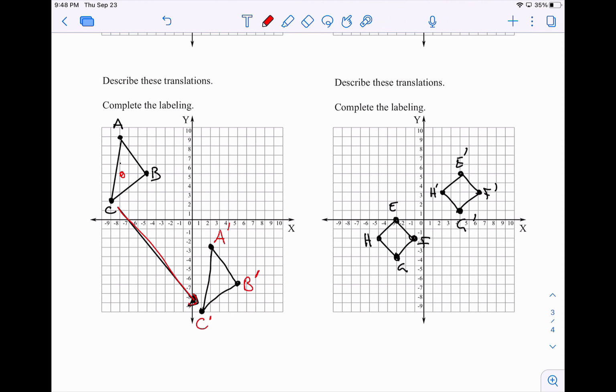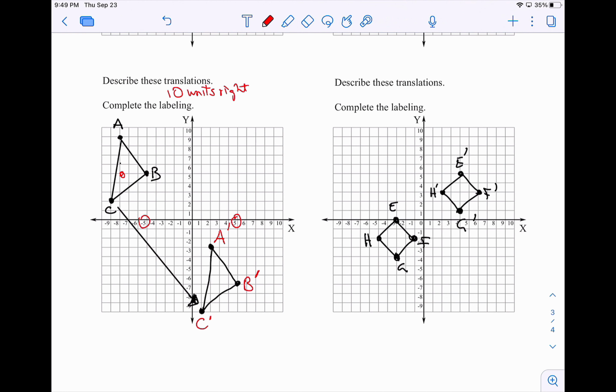Now we need to figure out how far this went. So again, we can count doing this little jumping way, or we can, so we're at -5, and we went over to +5. So that's 10 units right.